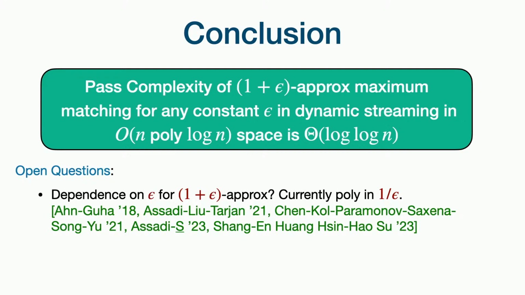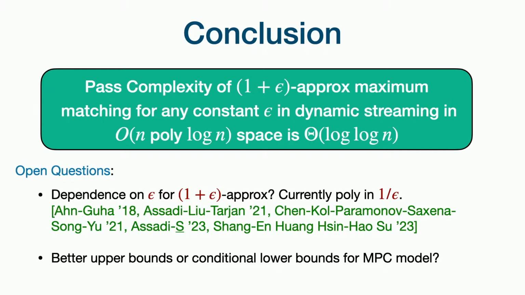There are lower bounds and upper bounds on the dependence, which should be poly 1/ε. I guess the lower bound is log 1/ε, but the upper bound is poly 1/ε. Figuring out the right bound is open.